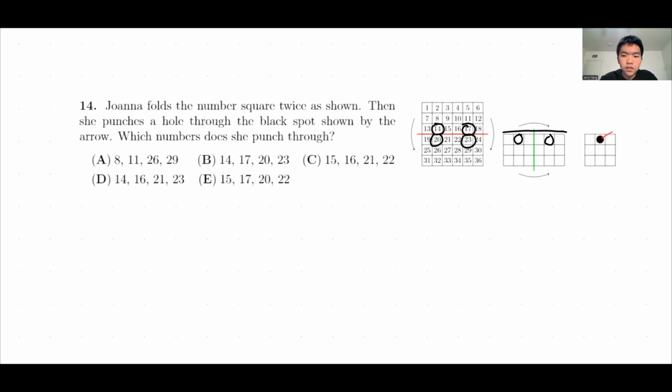So let's go through all of these options and see which one is correct. So A, okay, we know that 8 is not one of the numbers that was punched out, so that's wrong. We got 14, that's correct. 16 is not one of the numbers that was punched out. Then we got 14, 17, 20, 23. Okay, so then we're pretty sure that B is our answer. But just in case, let's check all of the other options. 15, okay, we know 15 was not punched out. So we know that our answer for question number 14 has to be B.